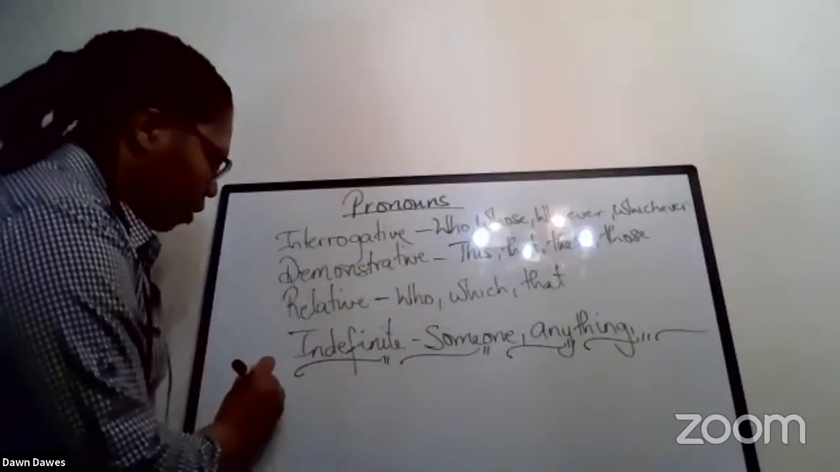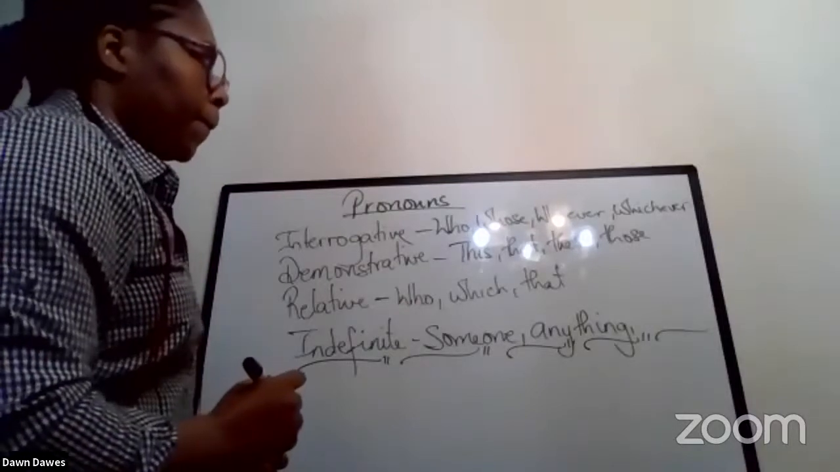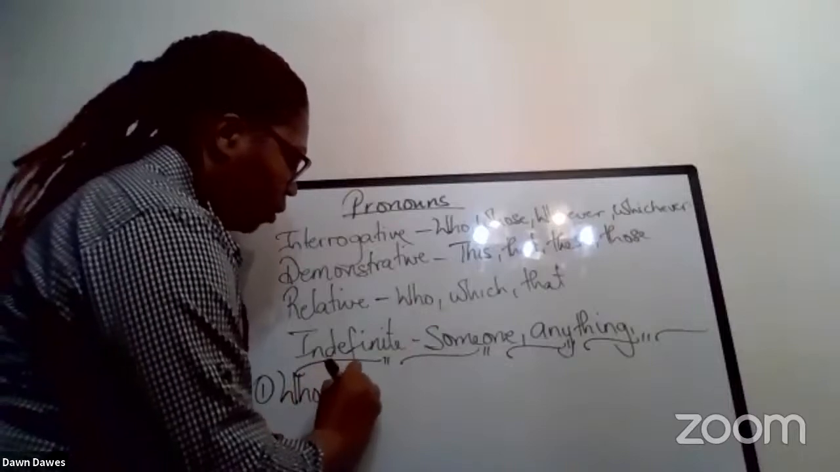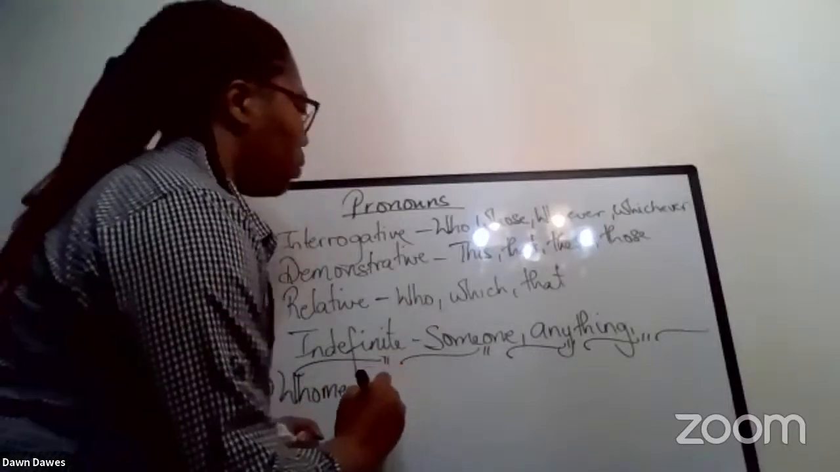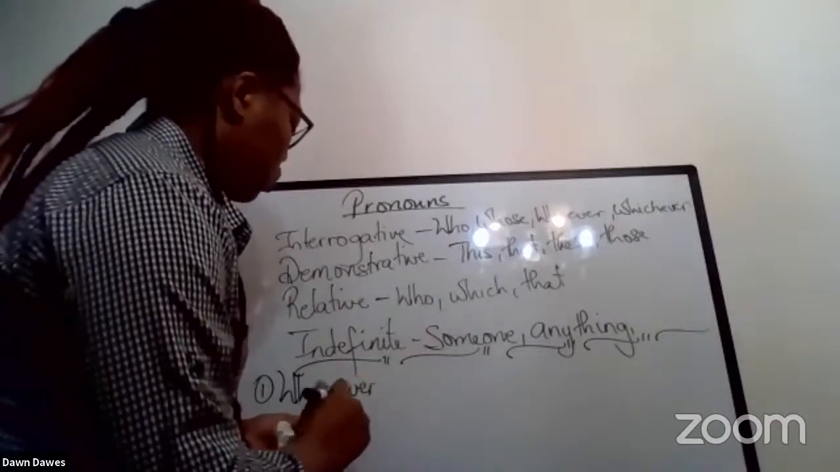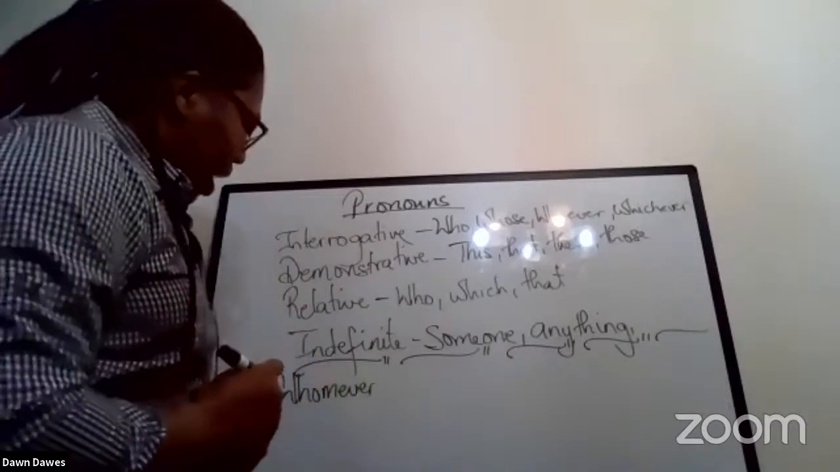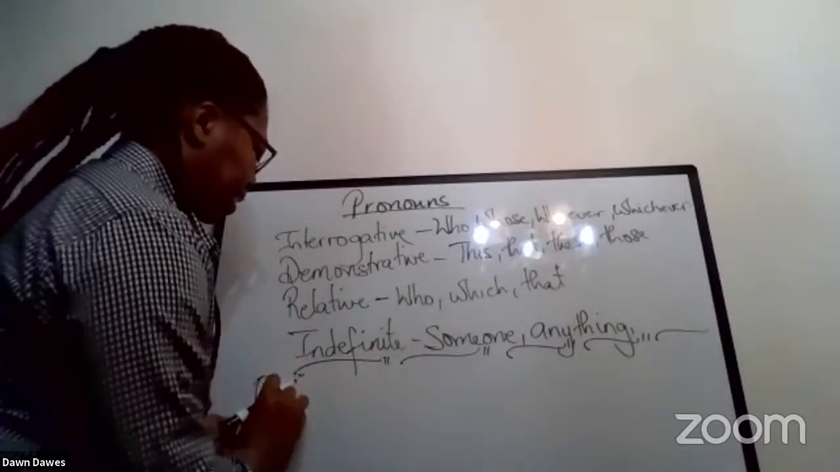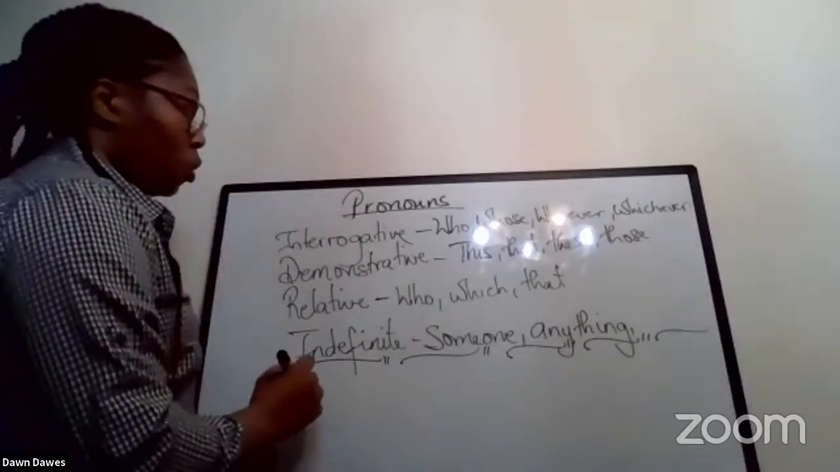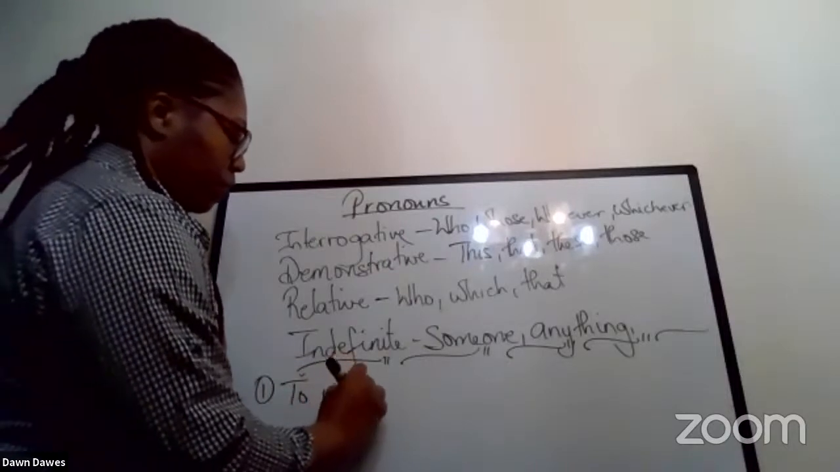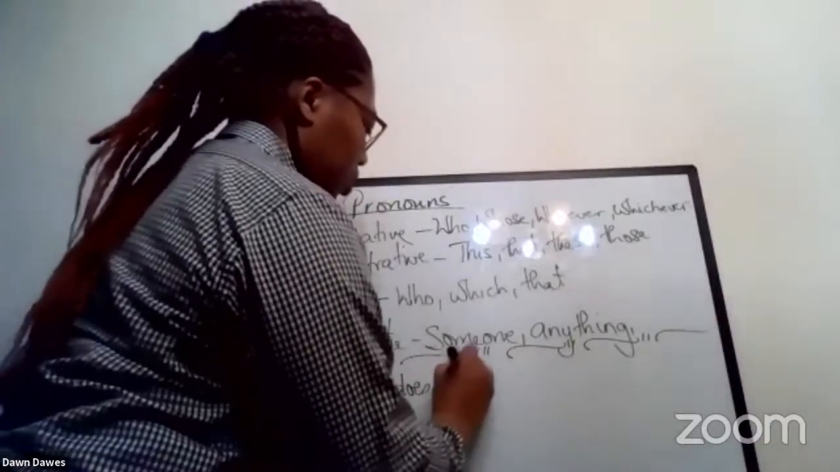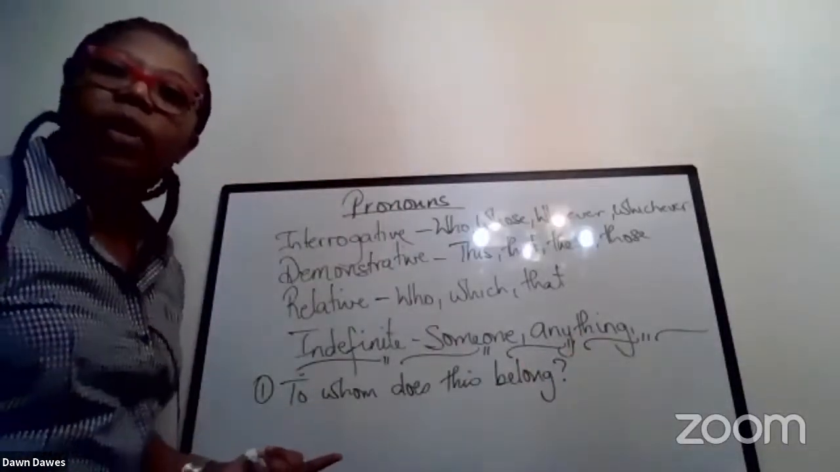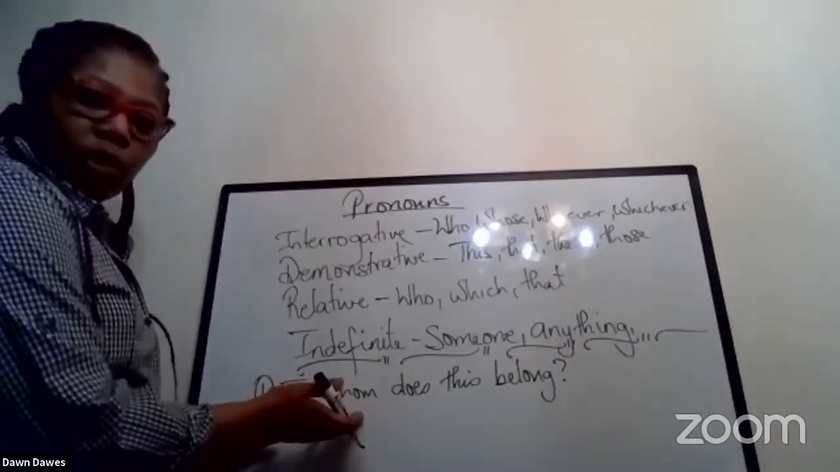Okay, so we had started off with interrogative. Here's an example. Whomever? No. I'm trying to think of a sentence, guys. The sentence that is in my mind would need a word at the... To whom, all right? Yeah. To whom does this belong? To whom does this belong? And you see the pronoun coming out here.